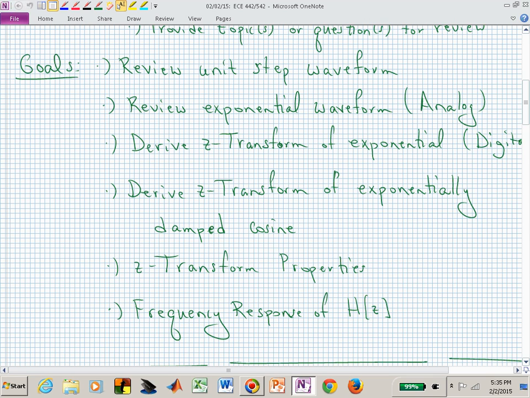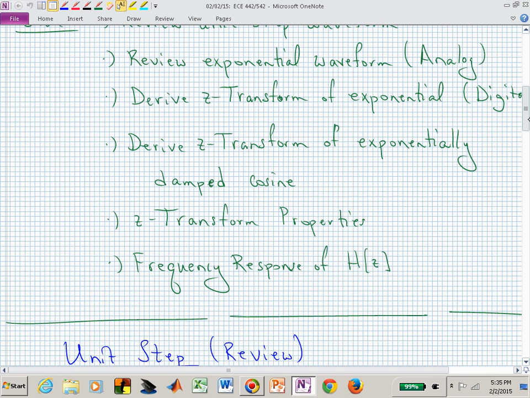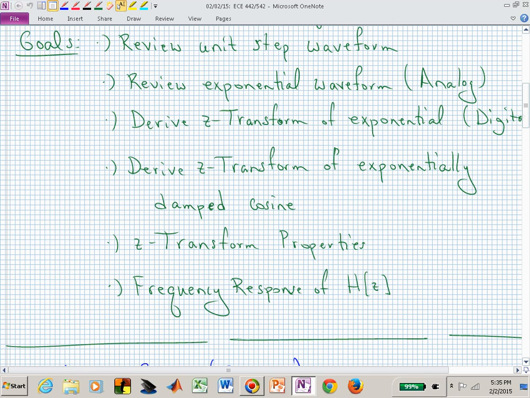Constants, that's the step. Exponentials, those are real poles that we may have to deal with. They could be stable or unstable. And then we have these damped sine and cosine, exponentially damped sine and cosine waveforms, and it'd be nice to know what do those look like in terms of pole zero patterns in the z-plane. I'm hoping that you know what those look like in the analog case or for continuous time.